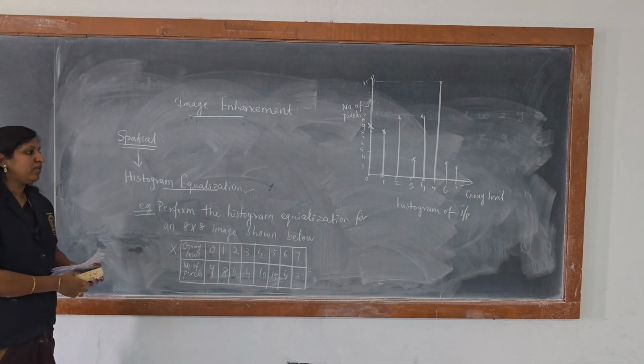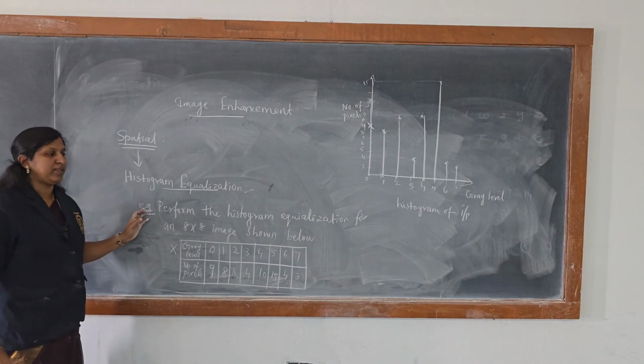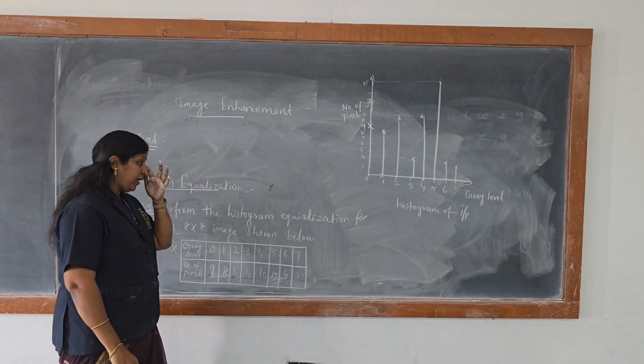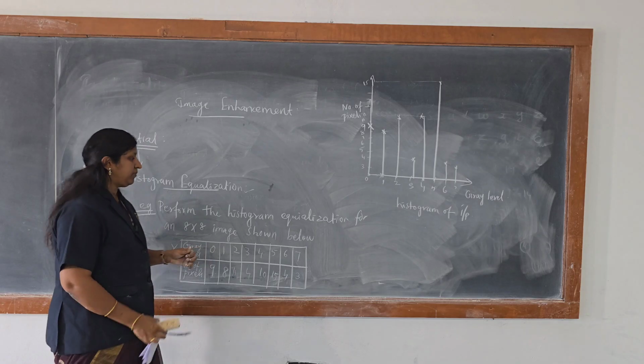Okay. So now we are going to do histogram equalization. Finally, we will get the modified histogram for the output image.